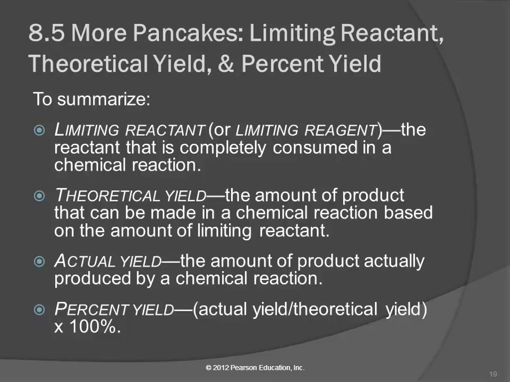And then the theoretical yield is the amount that could be made based on the amount of the limiting reactant. So the way we figure those two out is you take all the reactants and you calculate the yield from them, and you pick the smaller one. The smaller one is the theoretical yield, and the reactant that gave you that is your limiting reactant. The actual yield is the amount you actually get. These terms are not meant to be cryptic. The actual yield is how much you actually get. And the percent yield is the actual yield over the theoretical yield times 100.